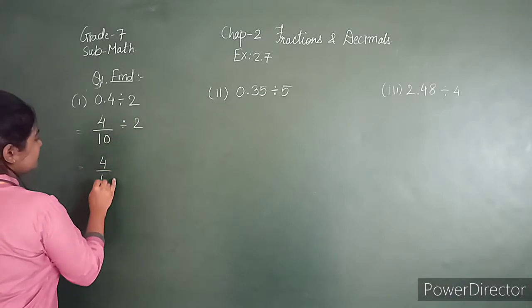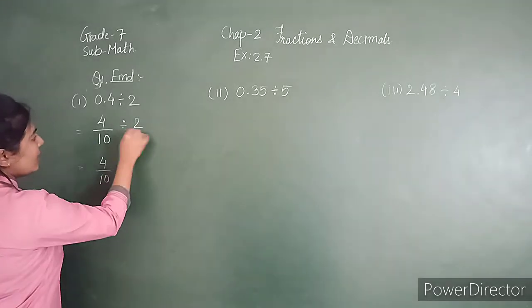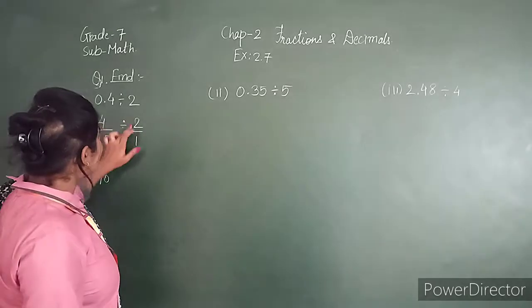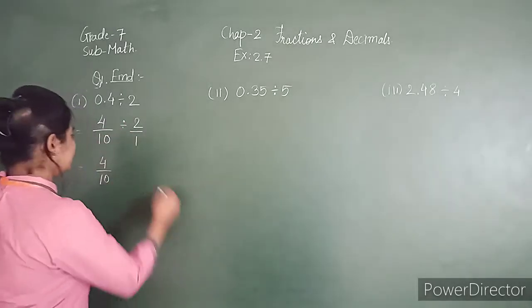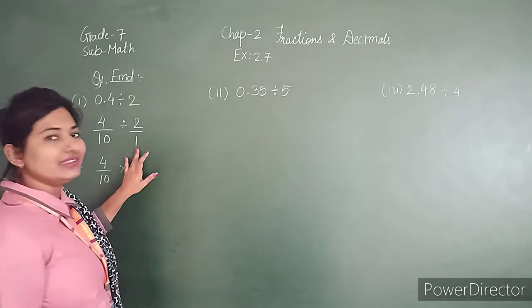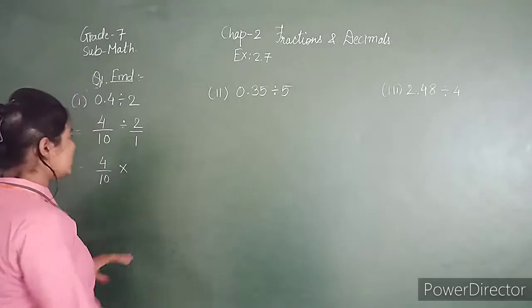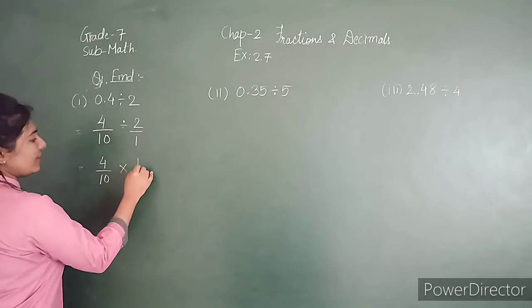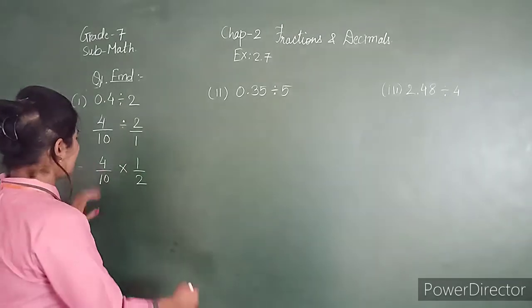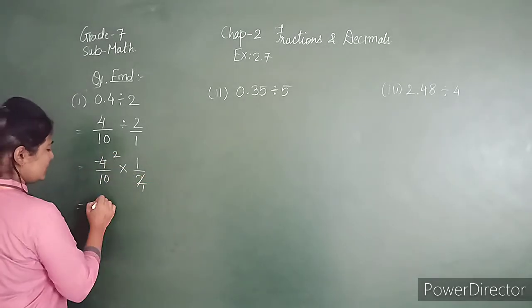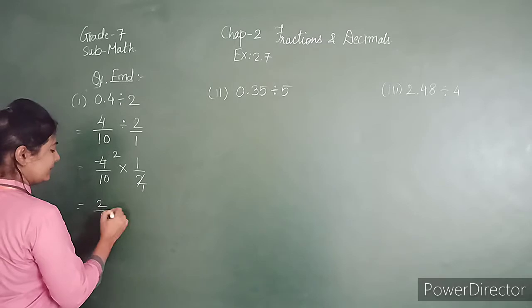Now if we change this divide sign into multiplication, then we have to write the reciprocal of the next number. So here it is 2 upon 1, so the reciprocal of 2 is 1 upon 2. Now cutting is possible. 2 ones are 2, 2 twos are 4. So it is 2 upon 10.